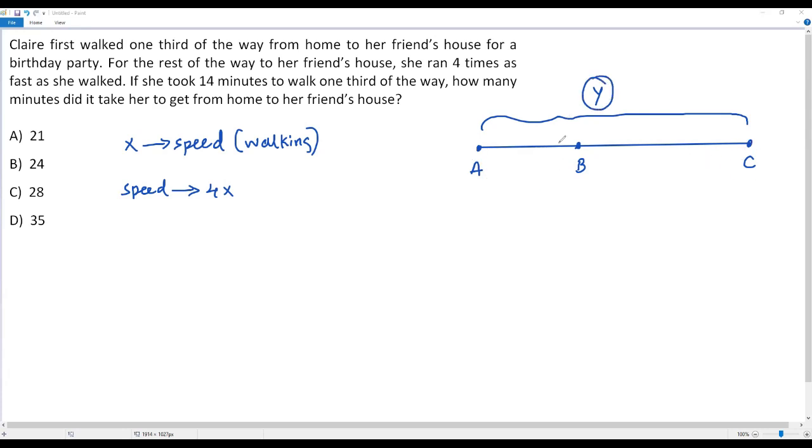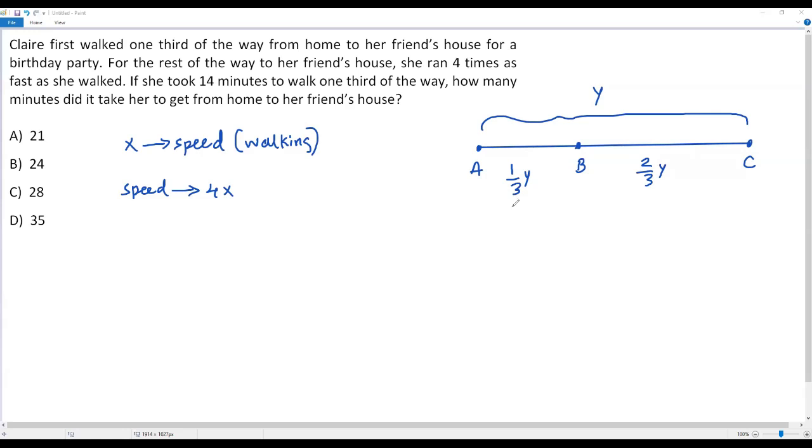Since y represents the total distance from Claire's home to her friend's house, AB has to be 1/3 of y, because I said the length of line segment AB represents 1/3 of the total distance, and the remaining distance BC has to be 2/3 of y.